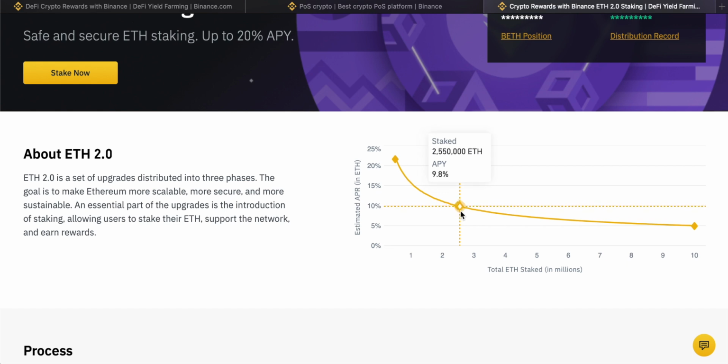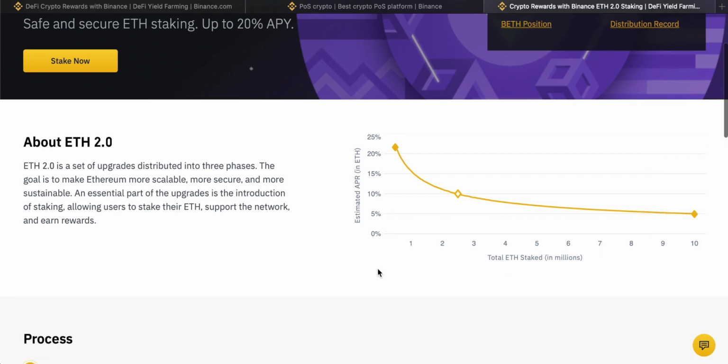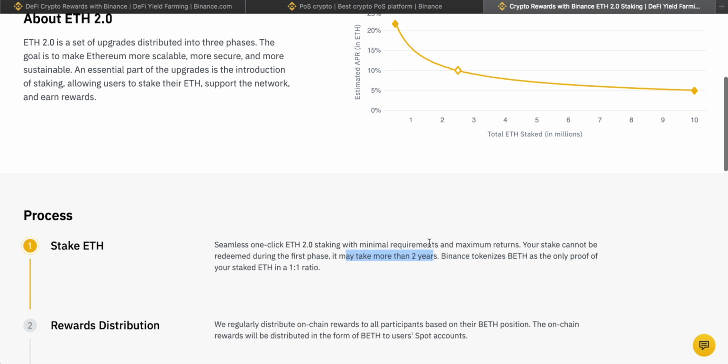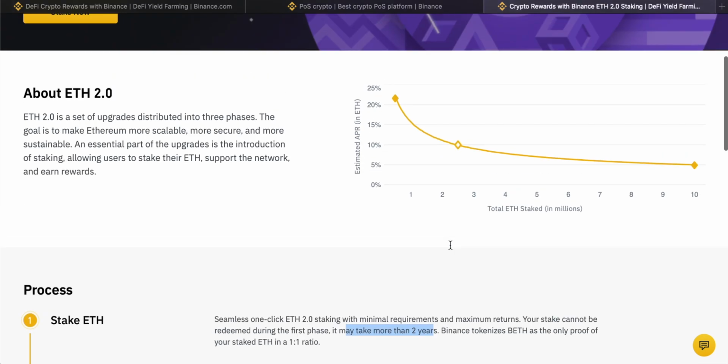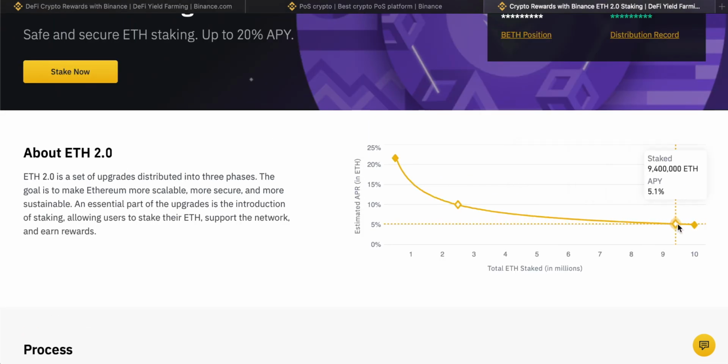So you can see around 2.5 million ETH, the average percentage yield may be just under 10%. And if about 10 million Ethereum coins are staked, the average percentage yield will be about 5%. And remember, you may have to stake your coins for anywhere around 12 to 18 months. One of the big risks of this is that you really don't know what the APY is going to be by the time you get your coins back.